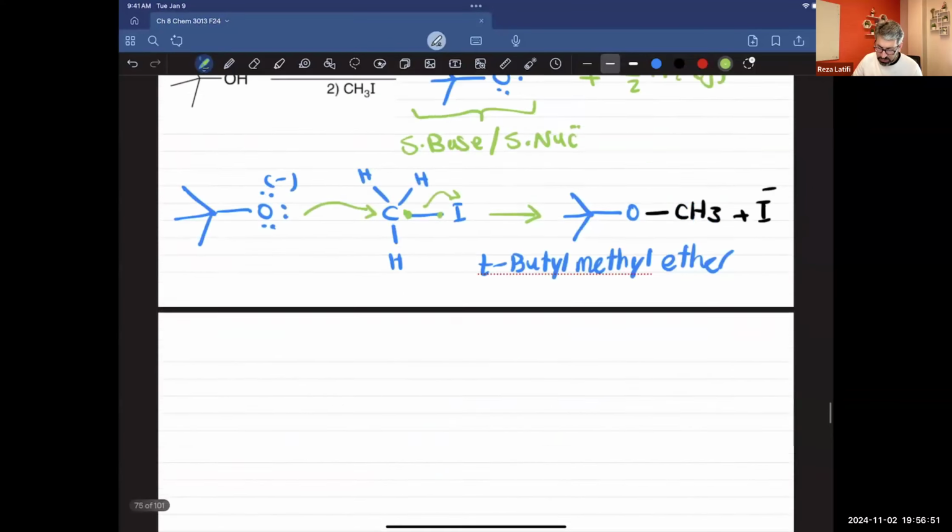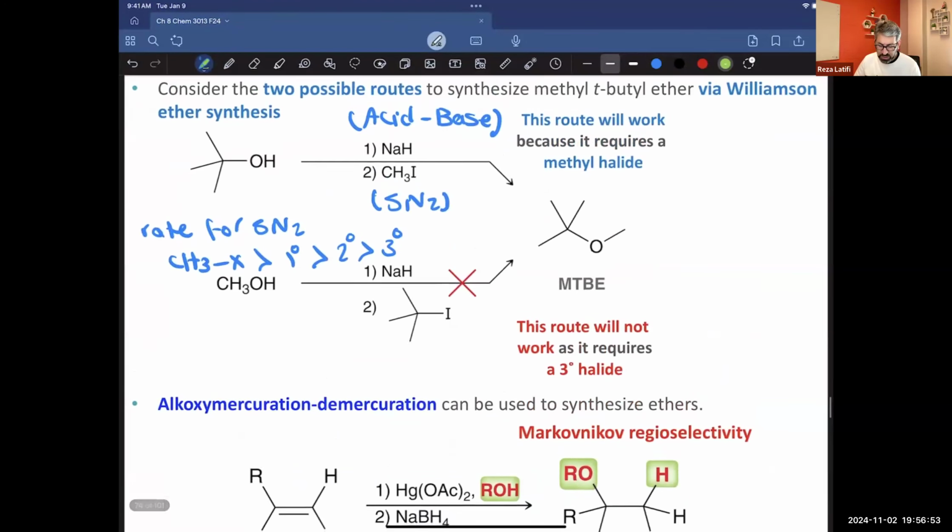If I go back, I said whenever you design this reaction, put the halide on a carbon with the least steric effect. Okay, and then the second one, we put it on a tertiary carbon, and as you see, a tertiary carbon does not prefer to go through an SN2 reaction. In fact, we went through an E2 reaction.